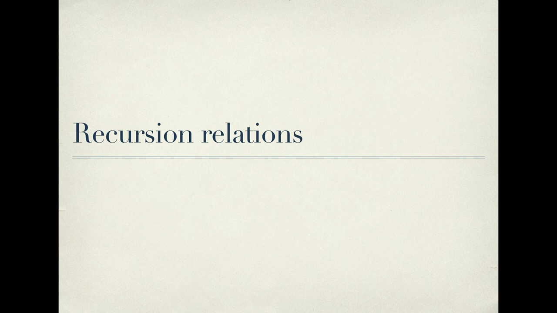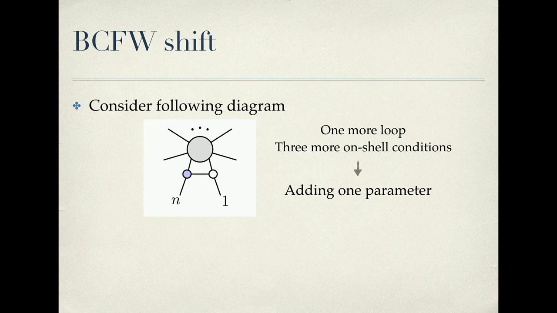And there is actually a way to do it, and it's somehow trivial in a sense that these objects are natural building blocks in these recursion relations. Let me quickly explain it. Let's consider the following diagram. This is some blob, some very complicated structure, many blue and white vertices, a lot of things in it. And on top of that, we add this extra thing. We call it the BCFW bridge.